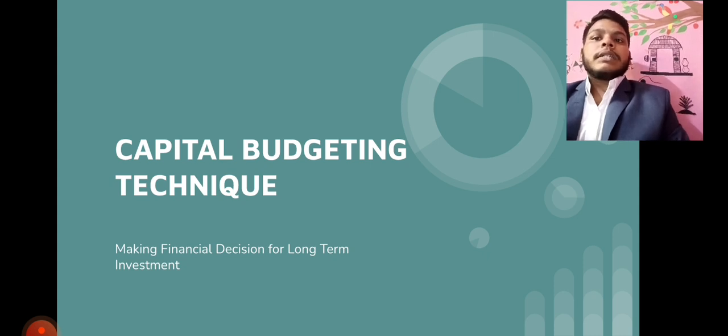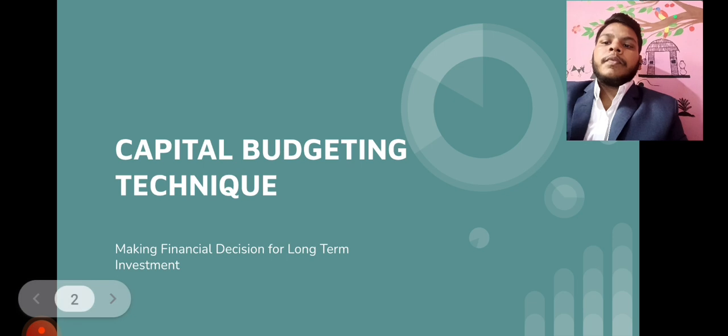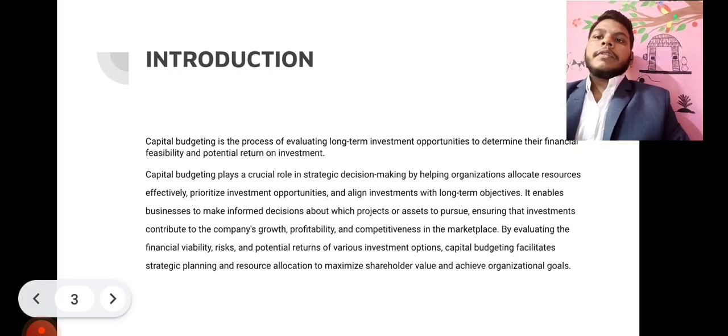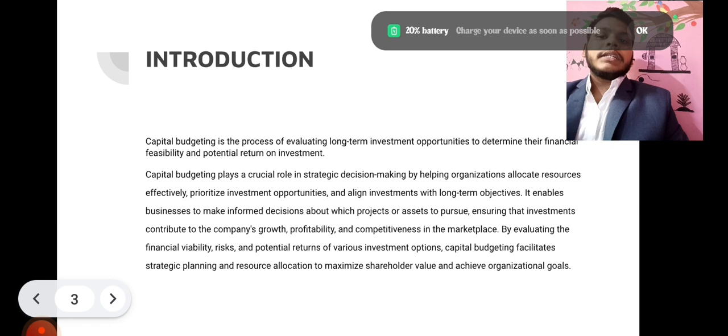Let's get started with understanding capital budgeting techniques. Starting with the introduction: capital budgeting is a process of evaluating long-term investment opportunities to determine the financial feasibility and potential return on investment. Capital budgeting plays a crucial role in strategic decisions.